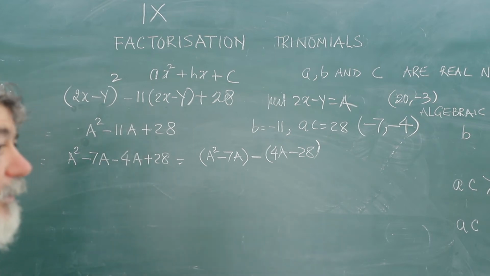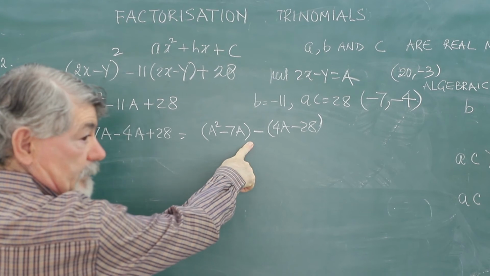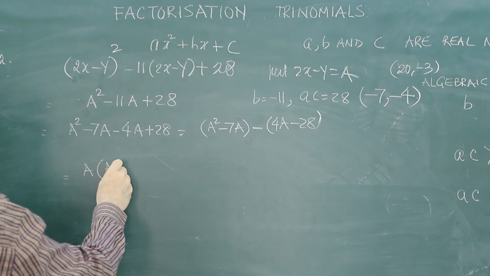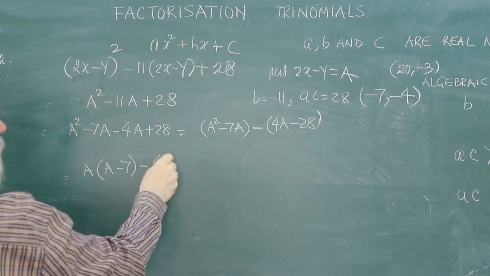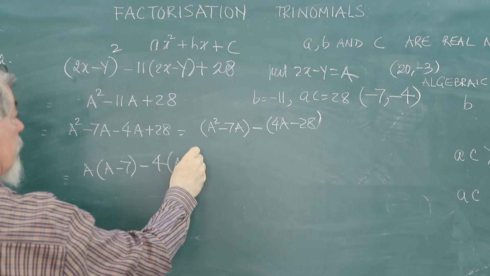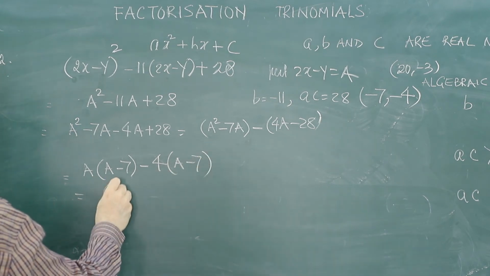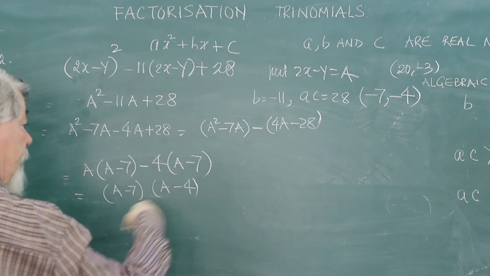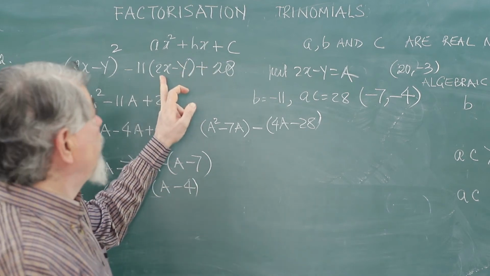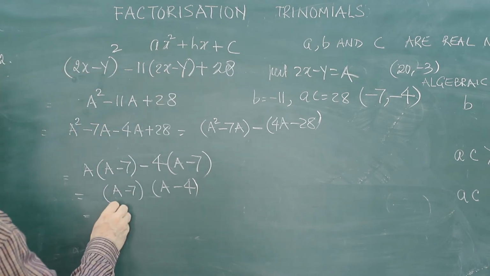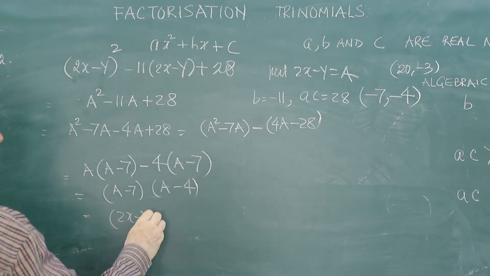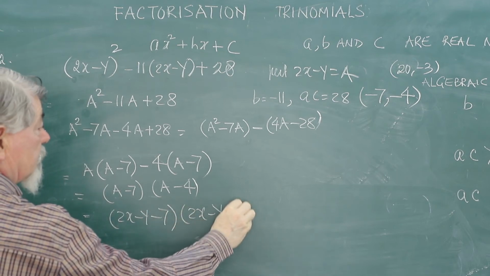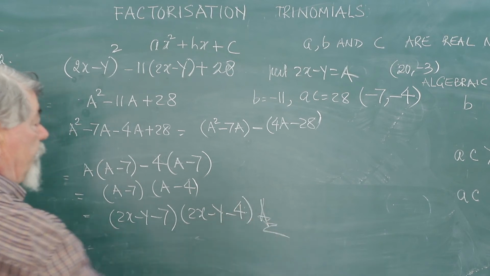We'll take out the common here. Out of a square and 7a, what are we going to take out common? a minus 7 minus 4, a minus 7. So a minus 7, a minus 4. In place of a, we'll replace it by 2x minus y. 2x minus y minus 7 and 2x minus y minus 4 will be the two factors.